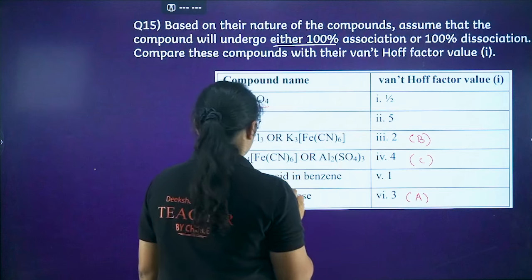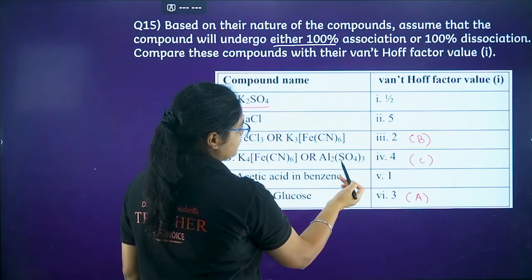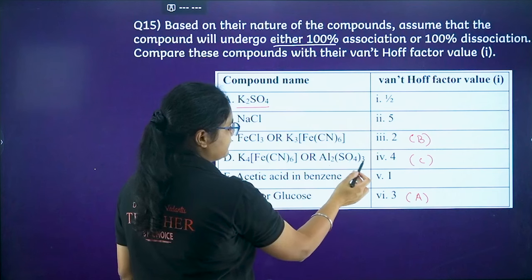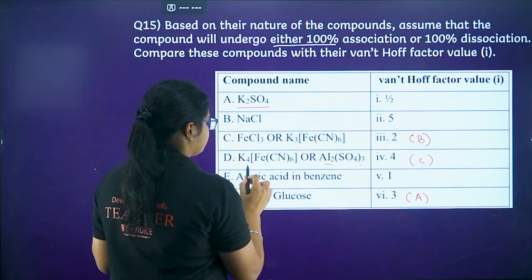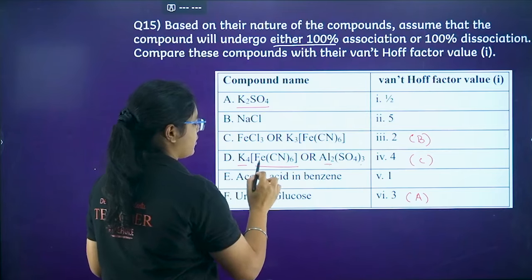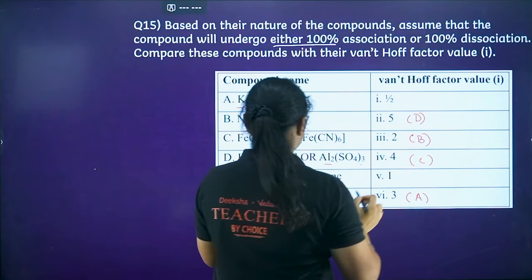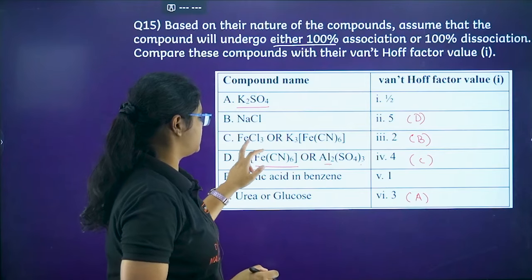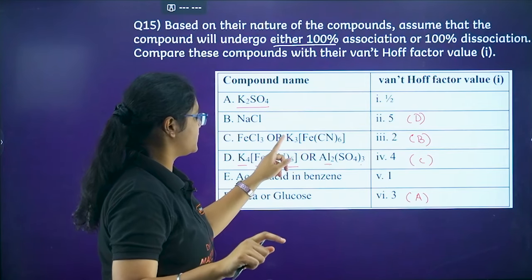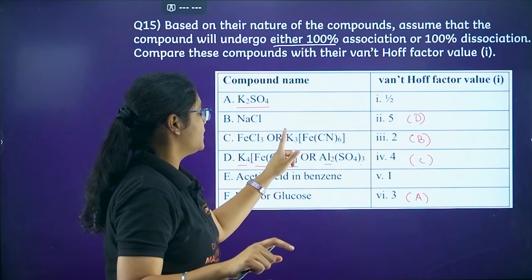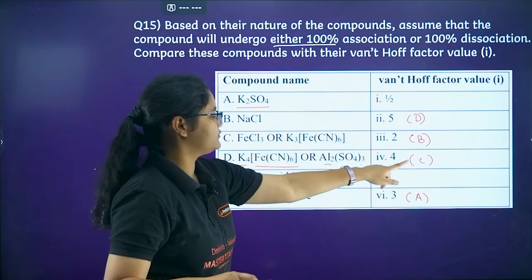This is C. Then K4FeCN6, and Al2SO4 whole 3, this also will undergo dissociation. So 3 plus 2, 5: 3 sulfate ions and 2 aluminium ions. You will get 5 ions. Similarly here, 4 potassium ions and 1 complex will be 5 ions. So this one will be D. Just see this one also, I'll explain once again. You have 1 iron and 3 chlorine, so 4 particles, and you have 1 complex and 3 potassium, so you have here 4 particles, so that is why this is there.